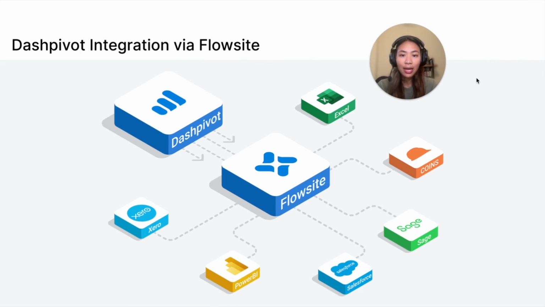Other than JSA, Dashpivot can be used for many other use cases, and data can be synced to external tools such as Excel, Power BI, Xero, etc. using our integration product called Flowsite. With this, you can seamlessly transfer data from your JSA on Dashpivot to your preferred data analytics or any other tools to further streamline the process.